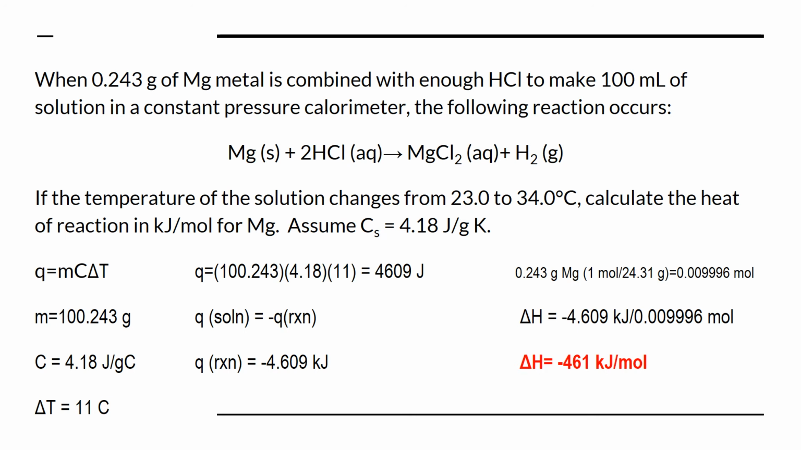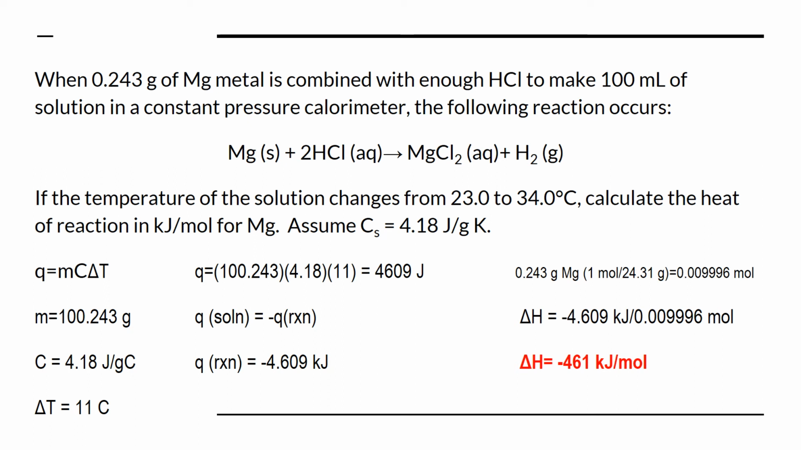We substitute that into Q equals MC delta T to get 4609 joules. That's the heat of our solution. I want the negative of that for our reaction. So the reaction, and I just converted to kilojoules already, negative 4.609 kilojoules.